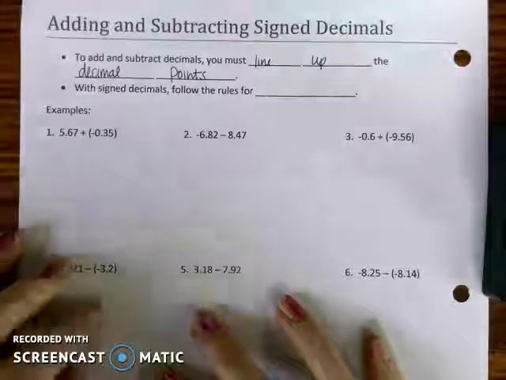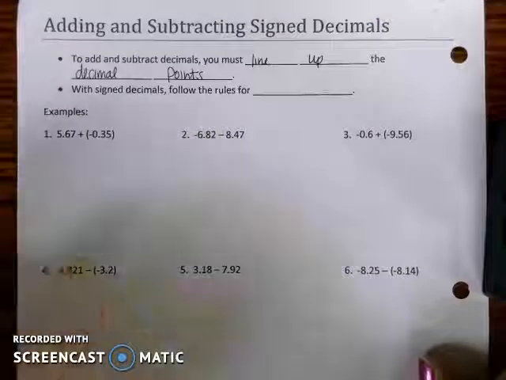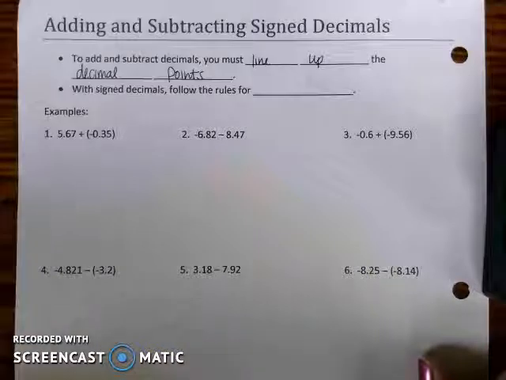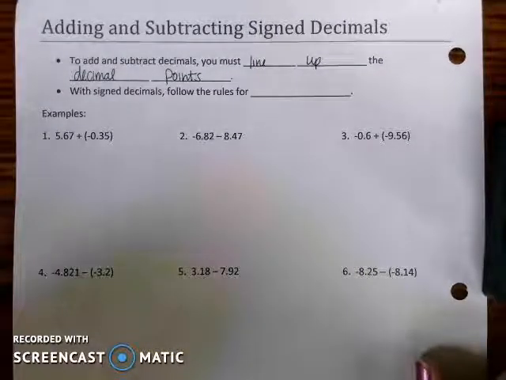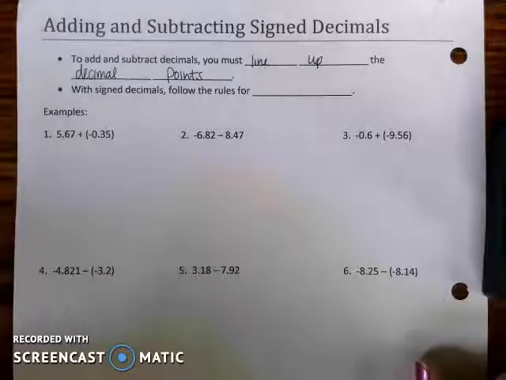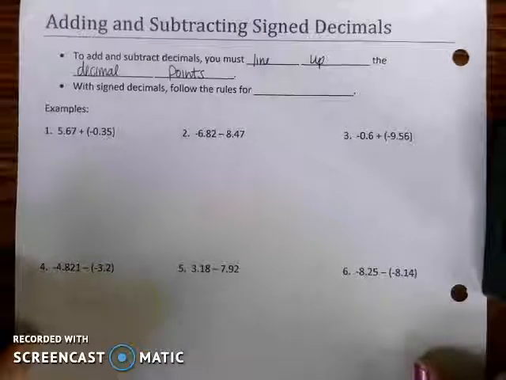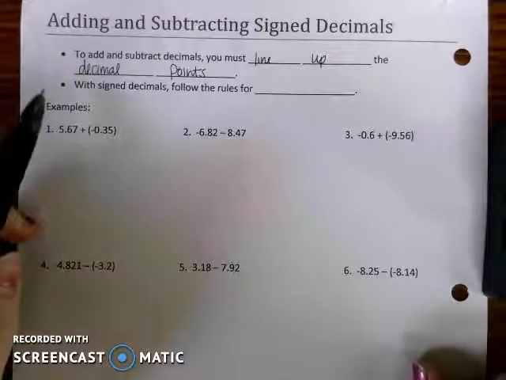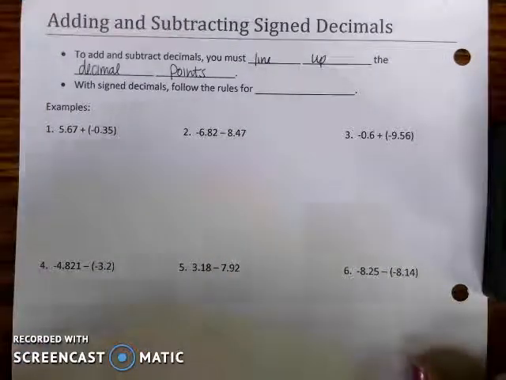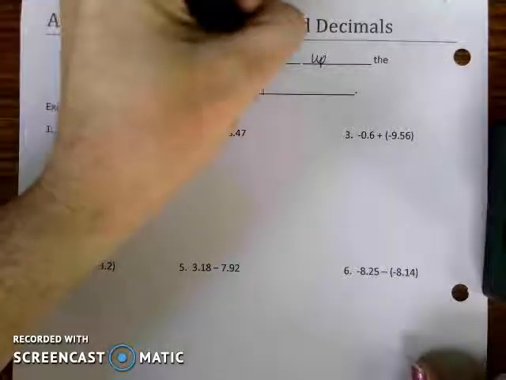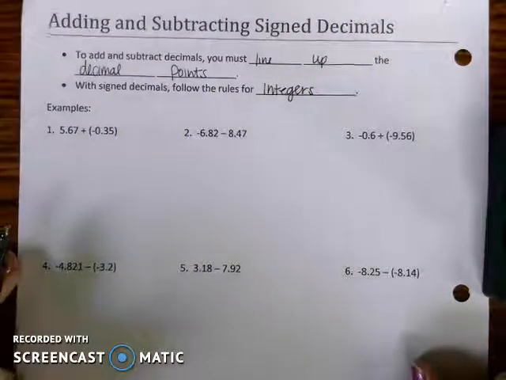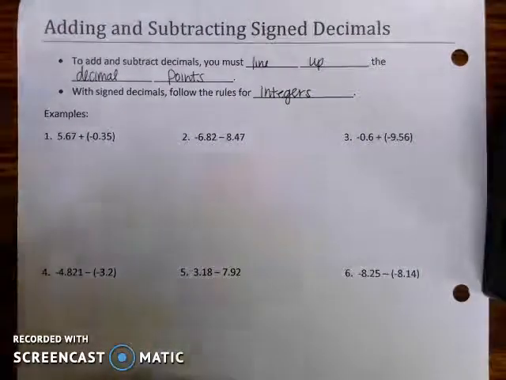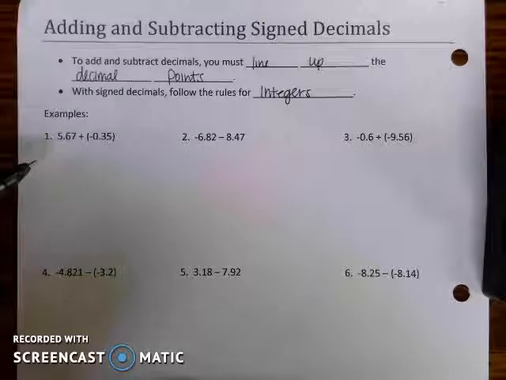So that's very, very important when we're working with decimals and adding and subtracting them, because if we do not do that step, we will not get the correct answer. So we need to pay close attention to our place value and use zeros as placeholders when necessary. The next step would be to follow the rules for integers after we've lined them up. So let's go ahead and take a look at some of these problems.